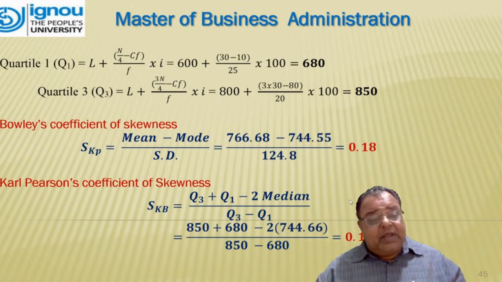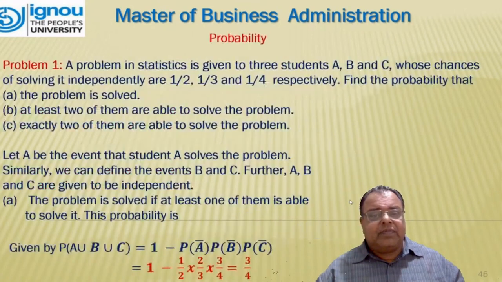Now you see, the first number after the decimal value is the same. So that means there is hardly any difference between the values of coefficient of skewness by different methods.